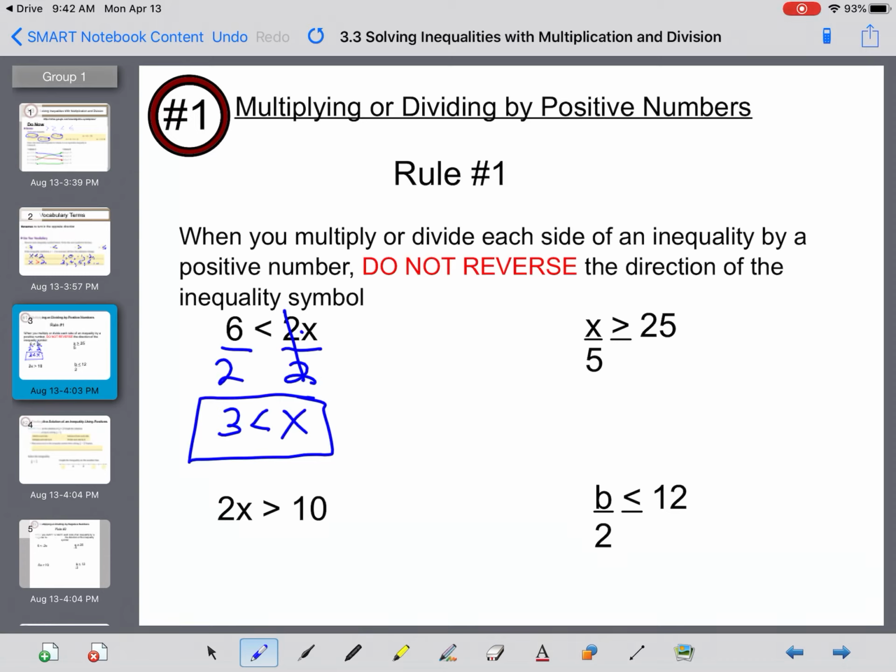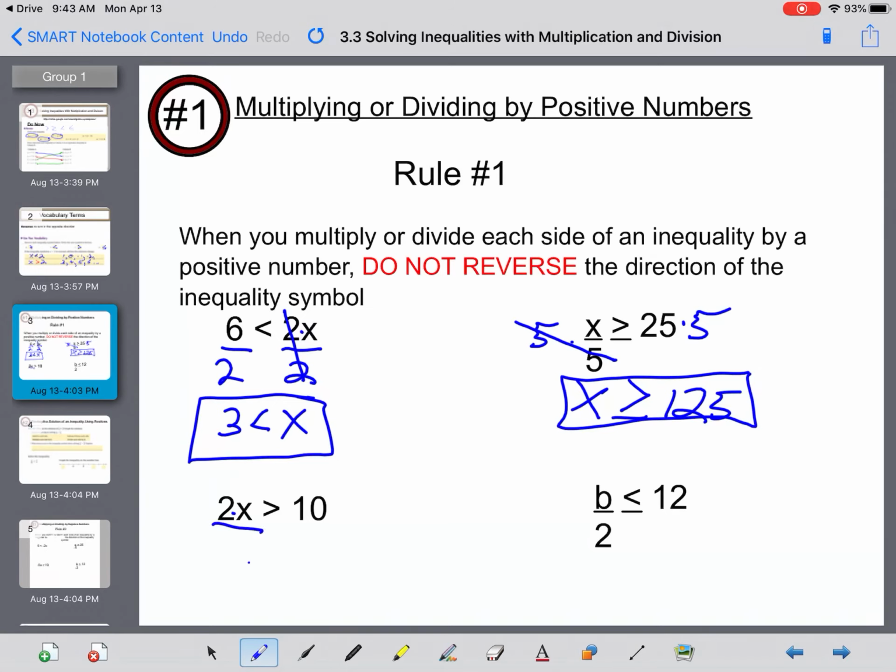With your next one, you have x over 5. Well, x is being divided by 5, so I need to multiply by 5 on both sides. 5's cancel. x is greater than or equal to, and 25 times 5 is 125. Then you have 2 times x. In order to undo that, we're going to divide. So x is greater than 10 divided by 2, which is 5.